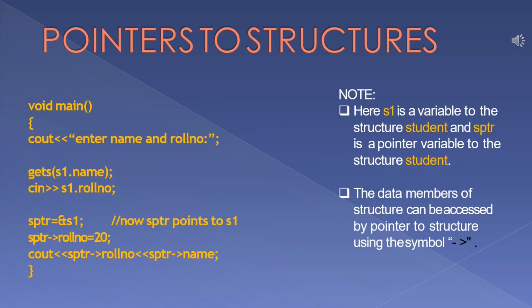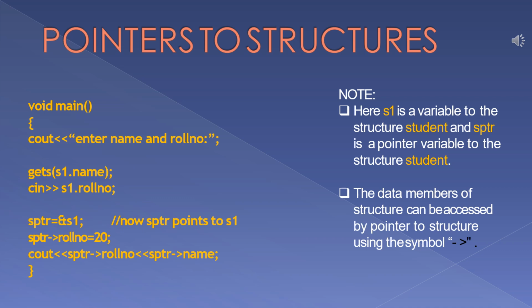In the main program, we have read the name and roll number. S1 is the student structure. So you're reading it as S1.name and S1.roll number. In the next statement, we have made SPTR point to S1. So SPTR equal to address of S1.